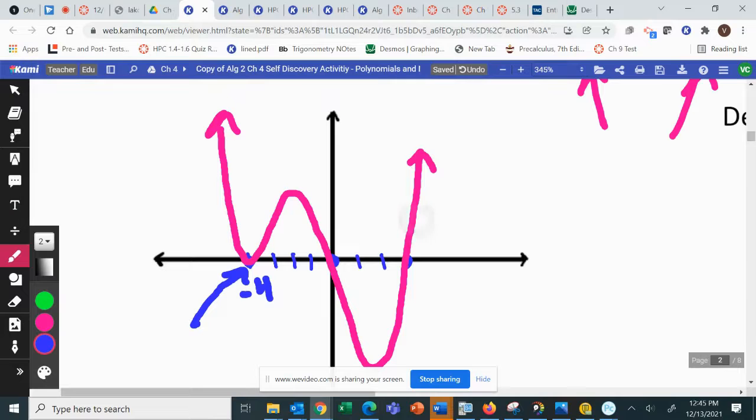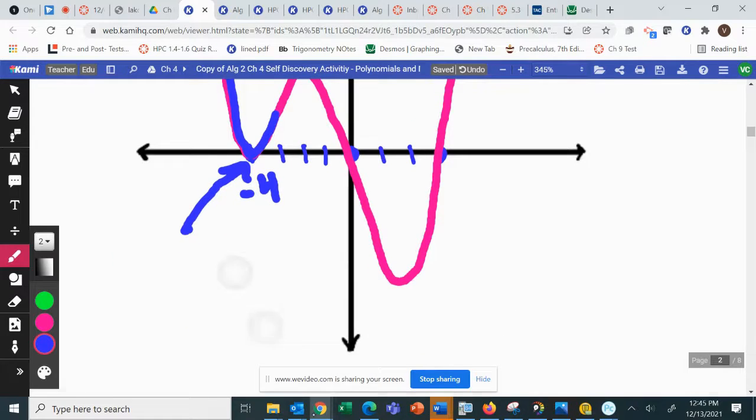But what happens at -4 for this one? I'm riding the roller coaster and right at -4, I'm not going through it. What am I doing? How can we describe? Bounce. Ooh, like a bounce? It goes down and it bounces right back off? Right on that axis. Is that a good word? I think it's a good word. We have a bounce.